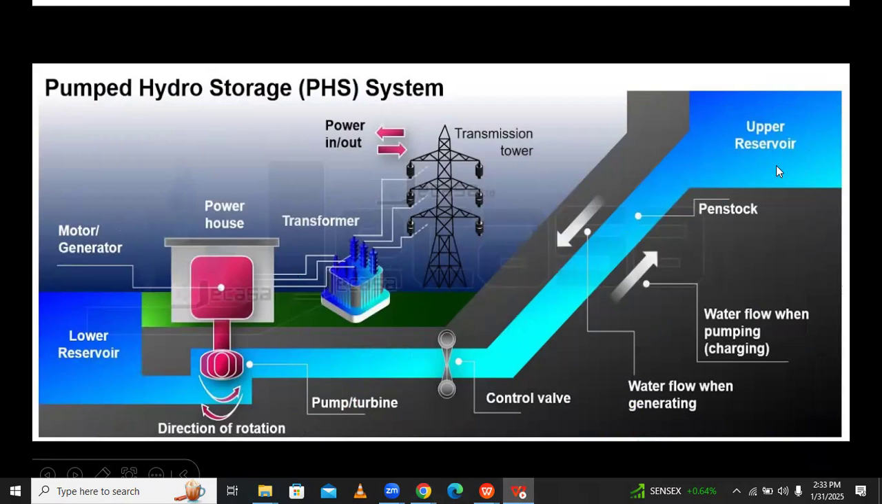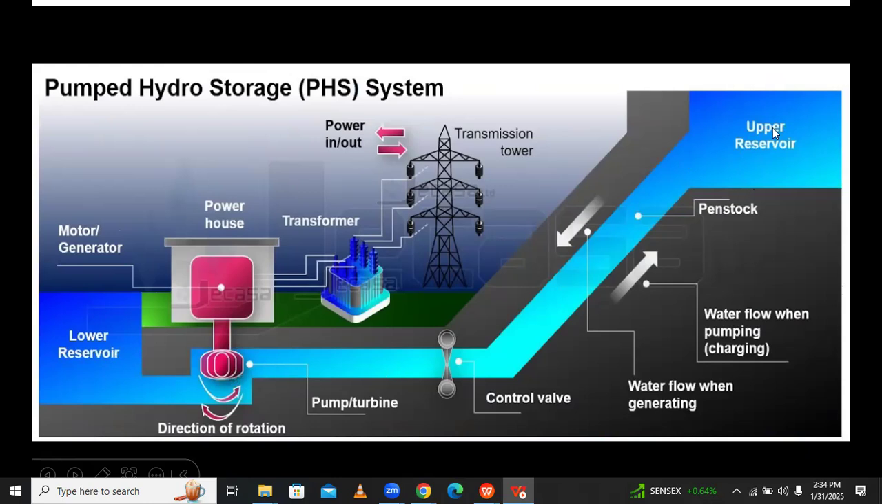One of the main important components is the powerhouse, that is, the pump or turbine. This is also one of the main components in a pumped hydro storage system. This is the turbine, this is the lower reservoir, this is the upper reservoir, and this is the penstock. Penstock is like a pipe to carry the water from the upper reservoir to the lower reservoir, passing through the turbines, and the turbine rotates.